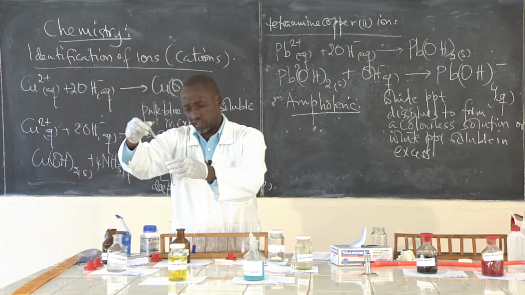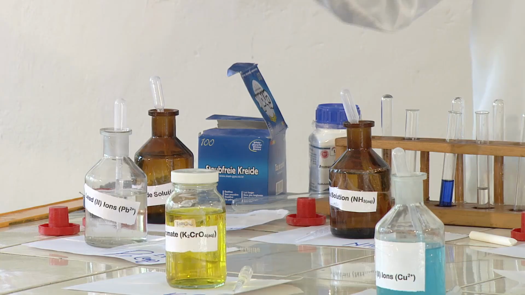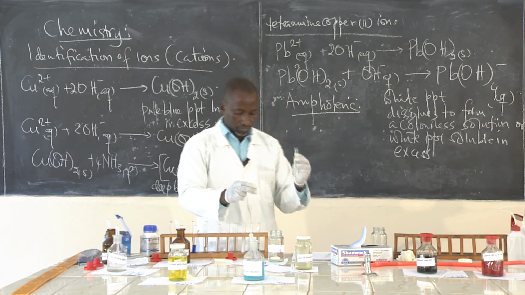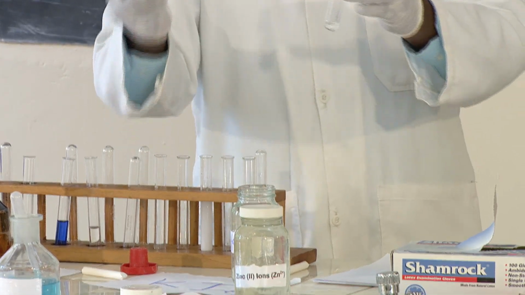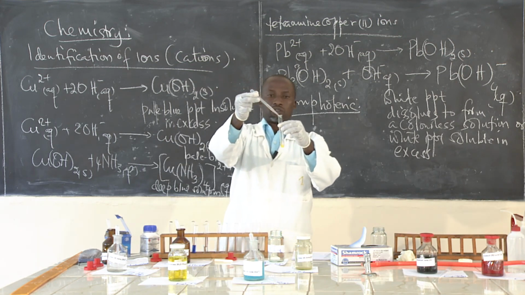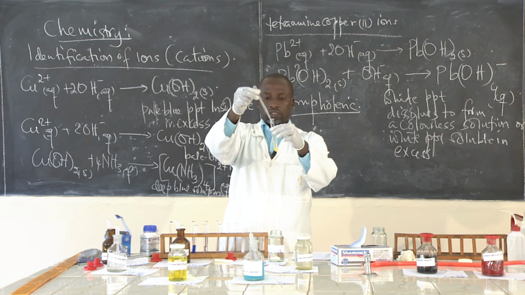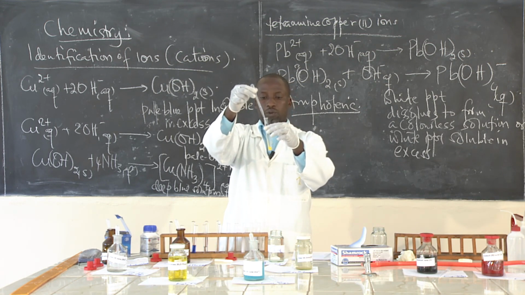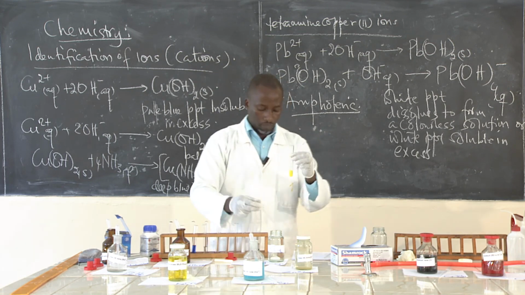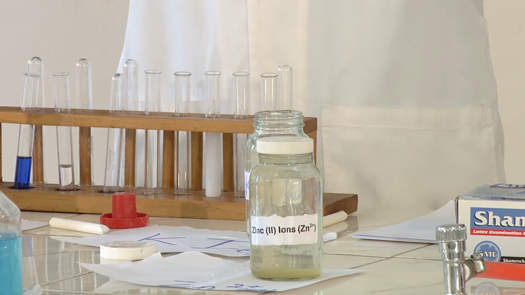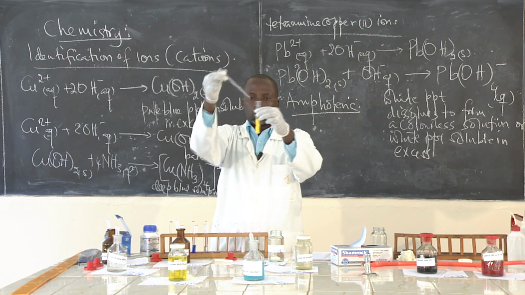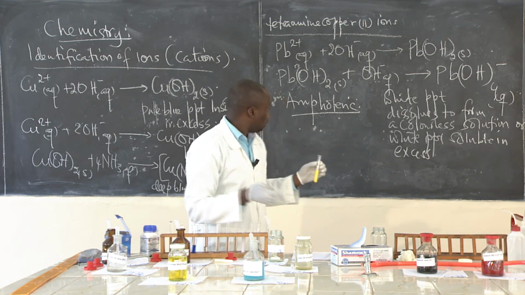We'll have to use the lead. Add a few drops. Don't need to add more. Then add potassium iodide. Add a few drops. See the color? Very interesting color. Deep yellow precipitate. See how it is? Deep yellow precipitate, and it is insoluble in excess.